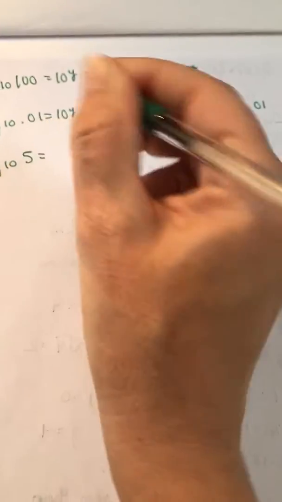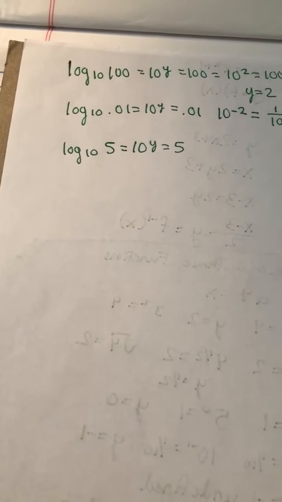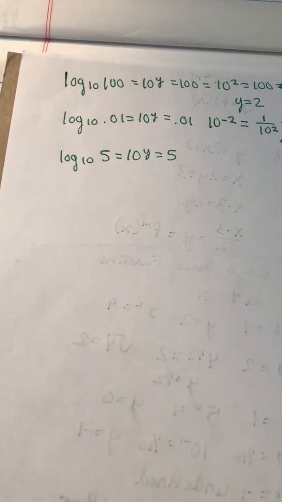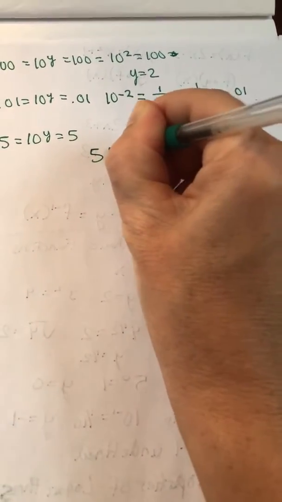Okay. What else? Log base 10 of 5 equals y. So 10 to the what equals 5? Okay, not quite as easy as the others. This is one that you would have to put into a calculator. And how you do it is you do 5, log, enter. 5 log, and then that's going to give you 0.69897.